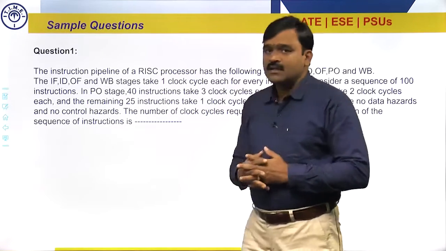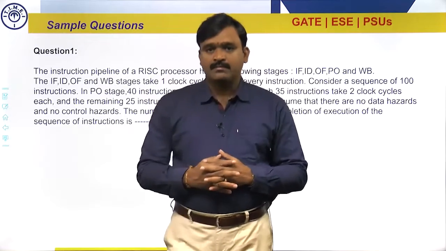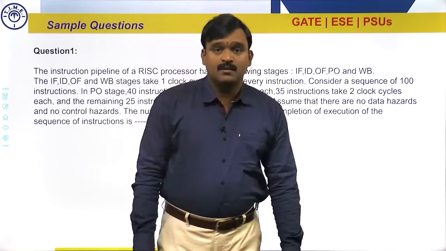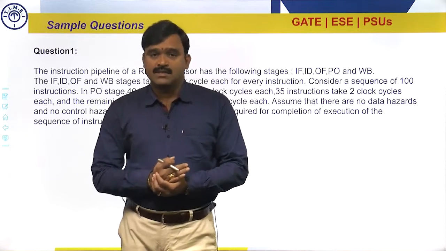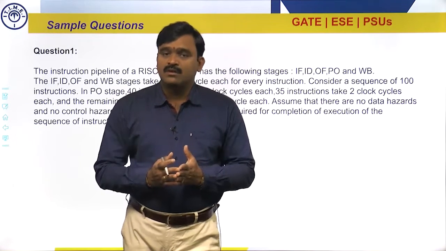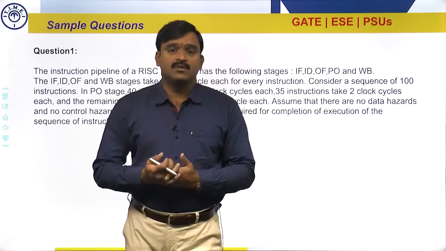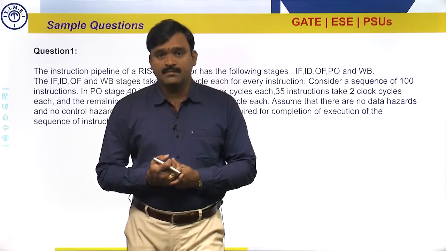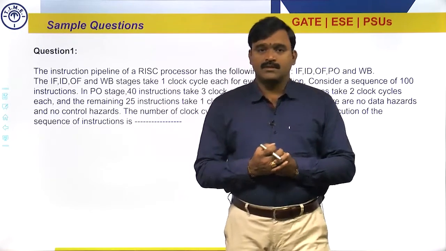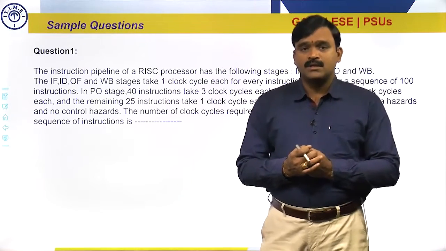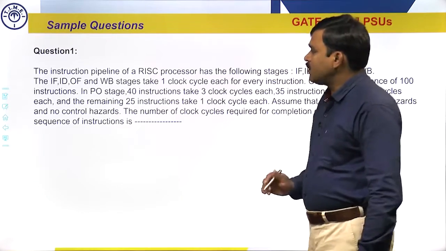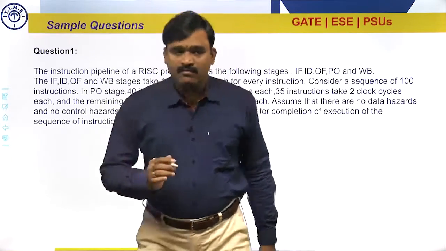Here RISC indicates reduced instruction set computer. That means a limited number of instructions are being used for the execution of instructions. The format of instruction is also of uniform length, and a limited number of addressing modes will be used in the RISC operations. There are 2 categories of operations, RISC and CISC: reduced instruction set computers and complex instruction set computers. So the instruction pipeline of RISC, as mentioned, has 5 stages.